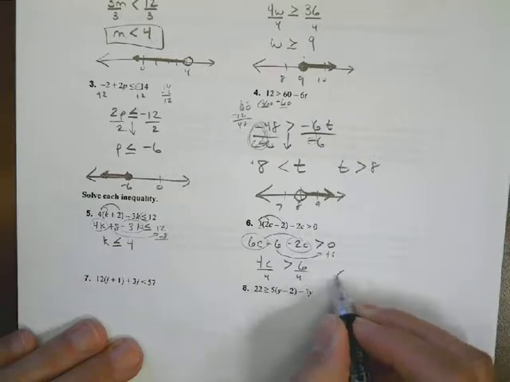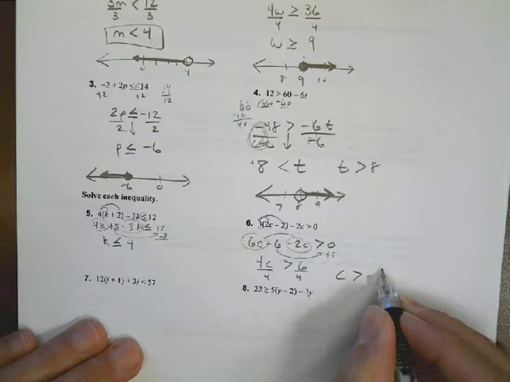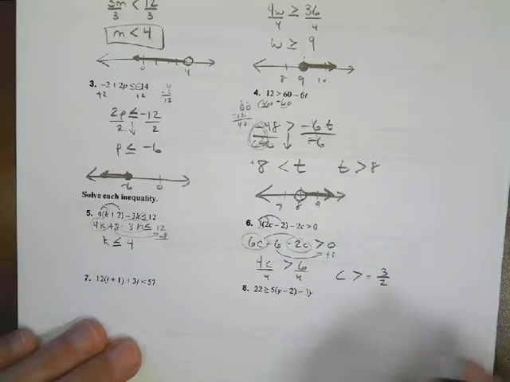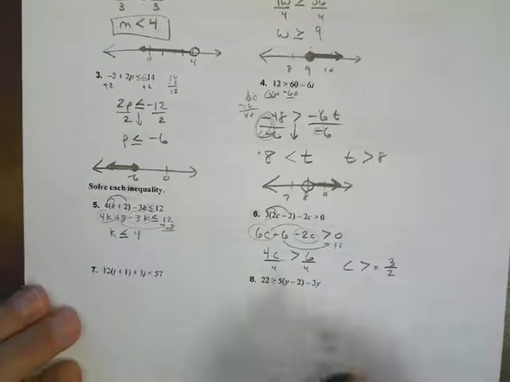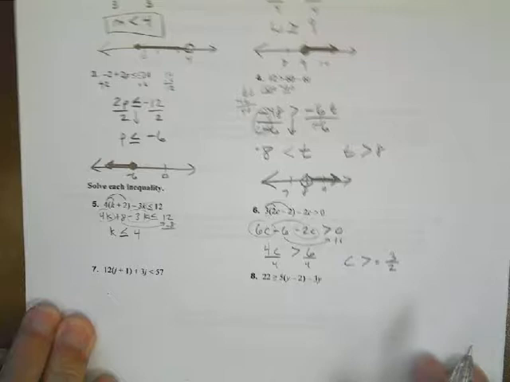Divide both sides by 4. And then c is greater than 3 over 2. And we can leave it just like that. I don't have to go any further unless I really wanted to. Okay? So that's the idea for numbers 5, 6, 7, and 8. Let's look over the back side.